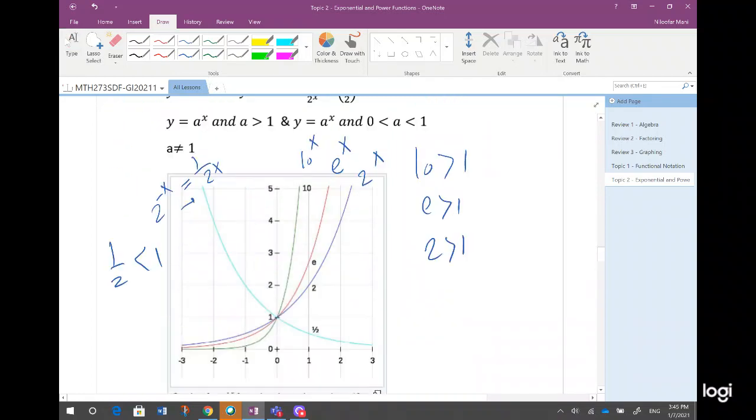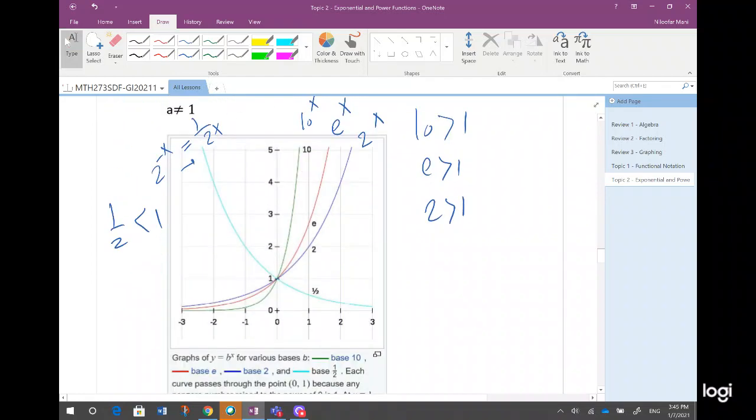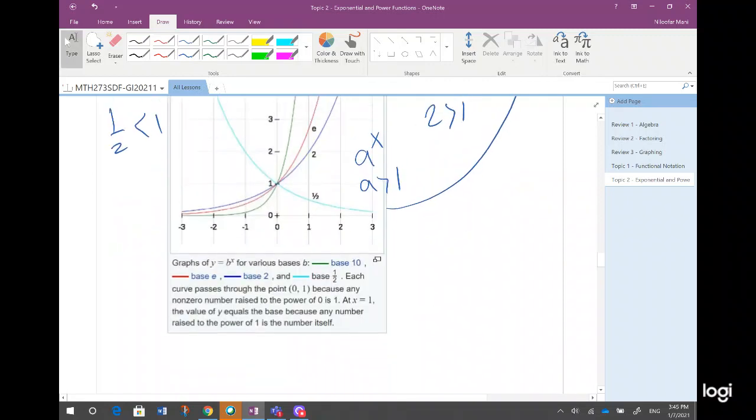So if I have a power x, where a is more than 1, I see it this way. So maybe I can write here.